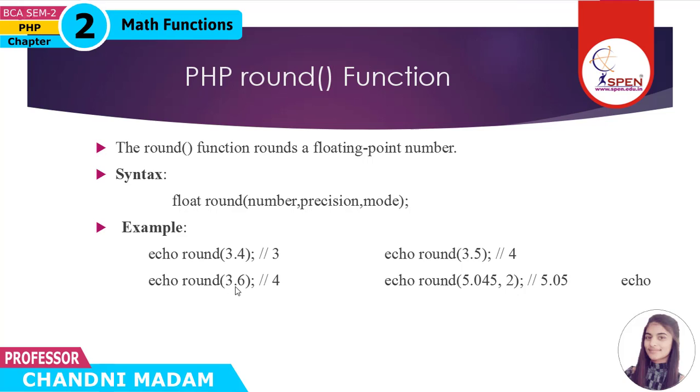Here we will pass 3.6. So 6 is greater than 5, so it will give 4 as output. Here we will pass 3.5, so it will give 4. Here we will pass 0.45 and here precision is 2. That means after the point we will display 2 numbers, so after the point it will display 2 numbers as output.